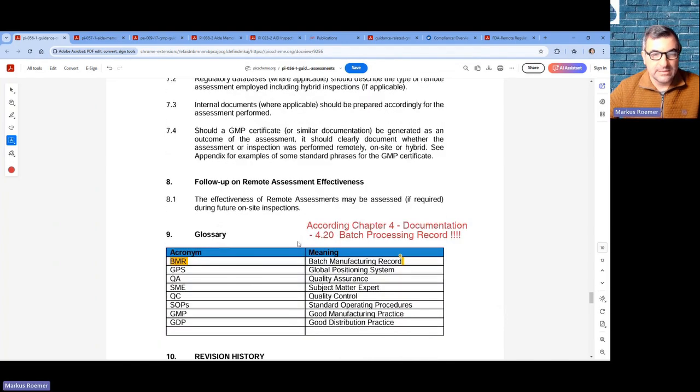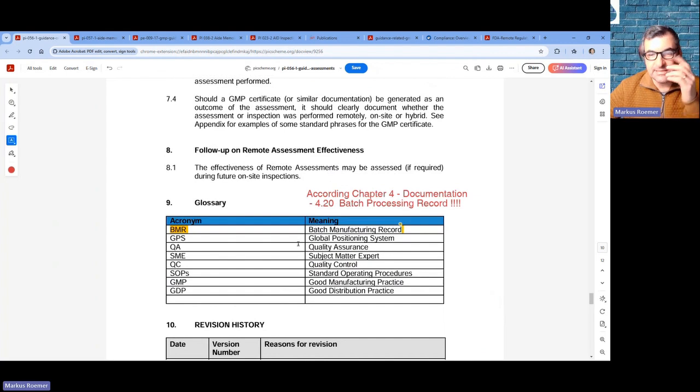Anyhow. So then, and this is something that I have not seen for many years, they put in a glossary the acronym BMR. Funny or not, it's nowhere used. And then BMR, batch manufacturing record. Hey guys, even in the PICS GMP and in the European GMP, according to chapter 4 documentation, chapter 4.20, it's called batch processing record. PICS is writing a document and is using the wrong glossary.